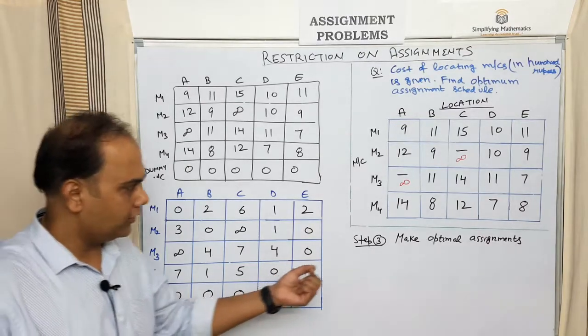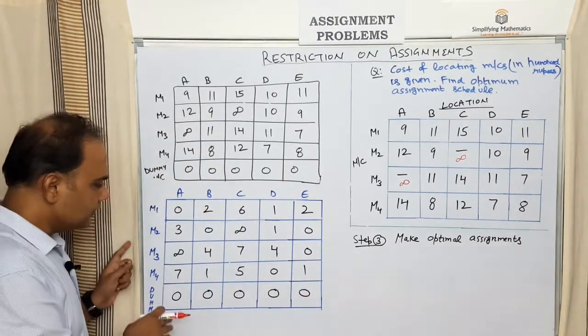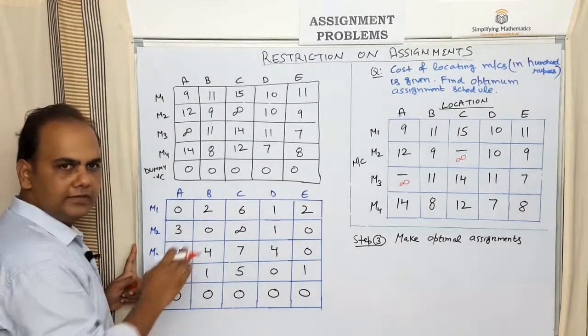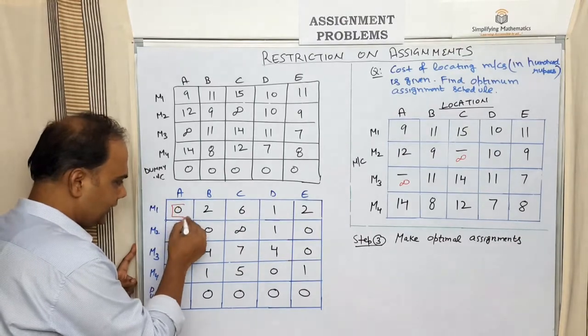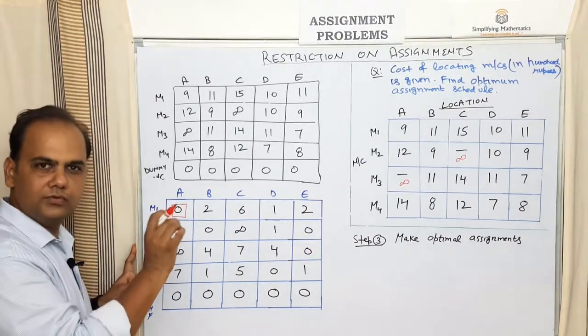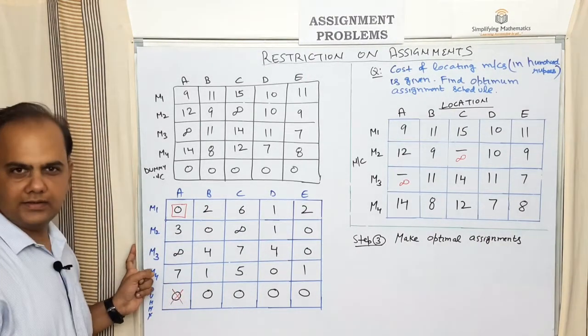Now the next step is to make the optimal assignment. What is the method of making the assignment? You have to look for a single 0 in the first row. In the first row there is a single zero, yes, so mark an assignment, and corresponding to this cell, cancel all the zeros in that row and column. So these will be cancelled out.